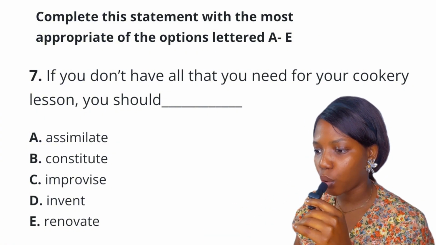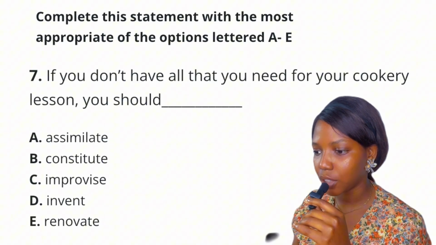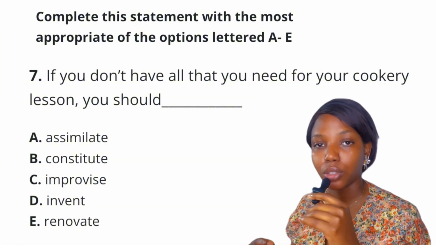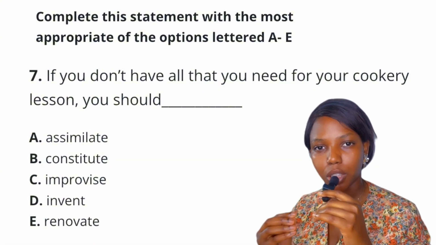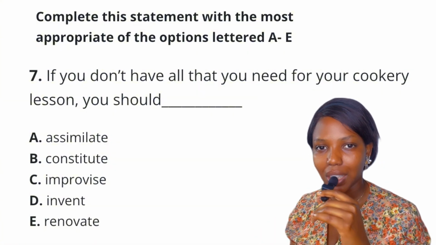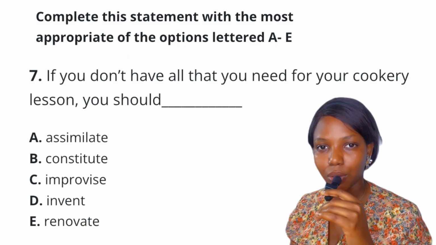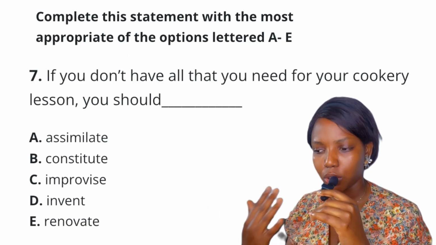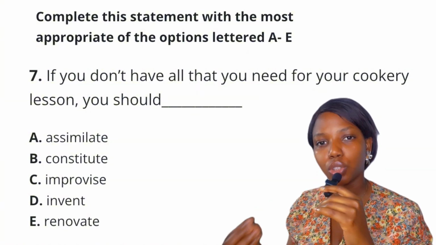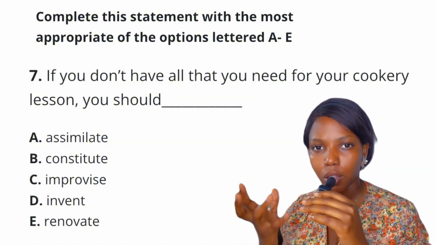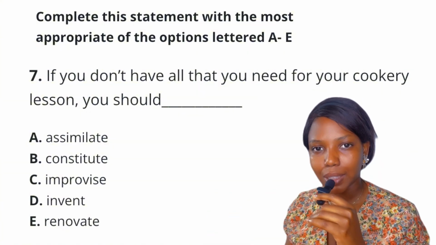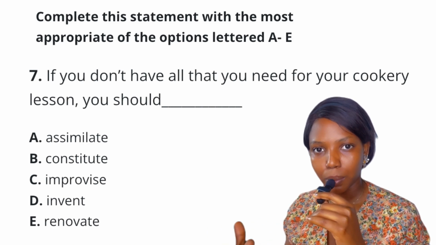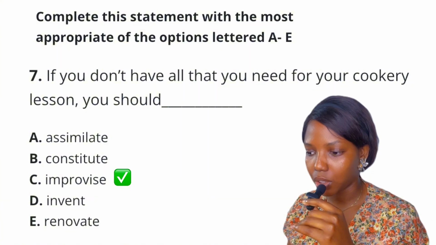If you don't have all you need for your cookery lesson, you should dash. What is the clue? Don't have all that you need. This means limited resources, missing resources, inadequate, insufficient. Option A, assimilate, means to understand or absorb. Doesn't fit. Option B, constitute, means to form or make up. Doesn't fit. Option C, improvise, means to make do with what you have. This makes sense and fits this context.